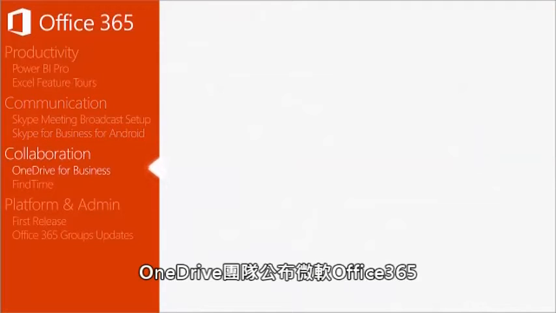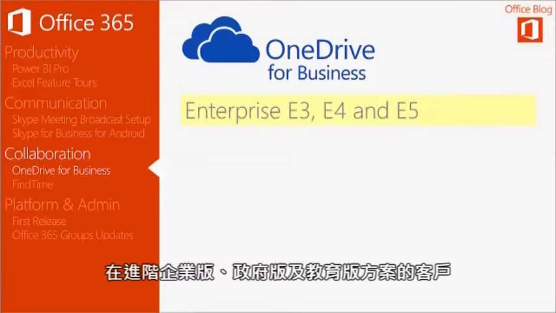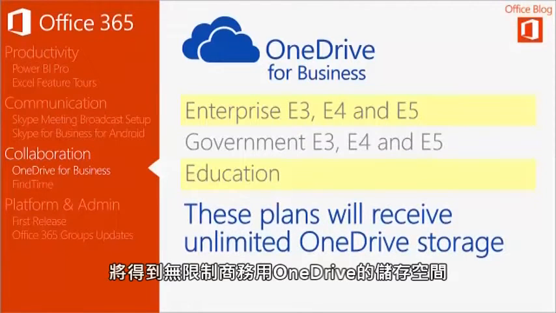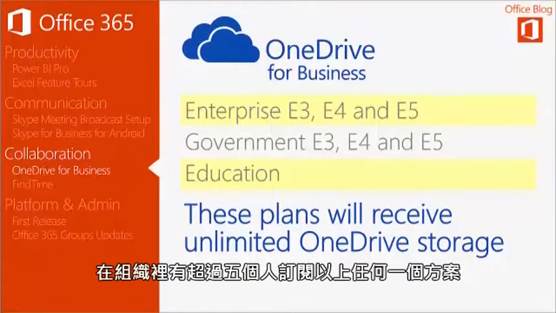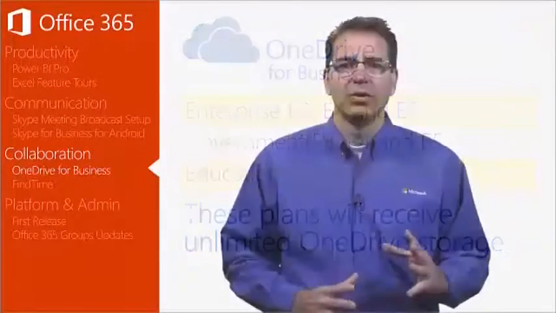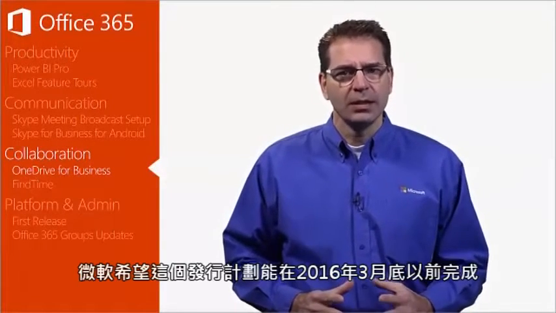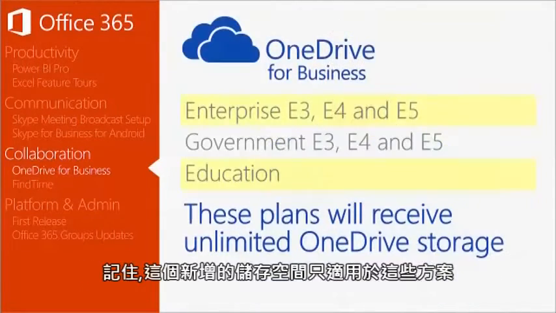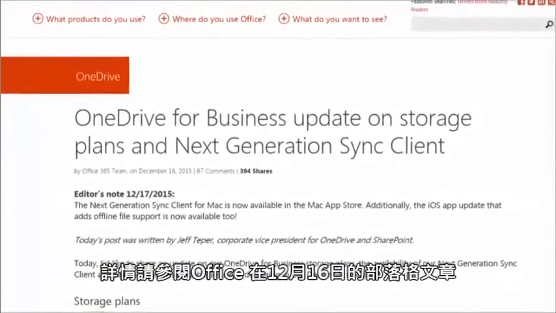On December 16th, the OneDrive team announced Office 365 customers on Microsoft's premium enterprise, government, and education plans will receive unlimited OneDrive for Business storage. This will apply to individuals and organizations with more than 5 people subscribing to one of the plans listed here. The new increased storage plan began rolling out to eligible customers in December, and Microsoft expects the rollout to be complete by the end of March 2016. Remember, this increase only applies to these plans. Be sure to read the December 16th Office blog post for all the details.